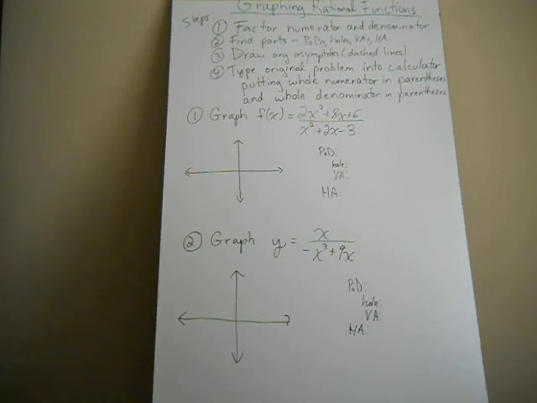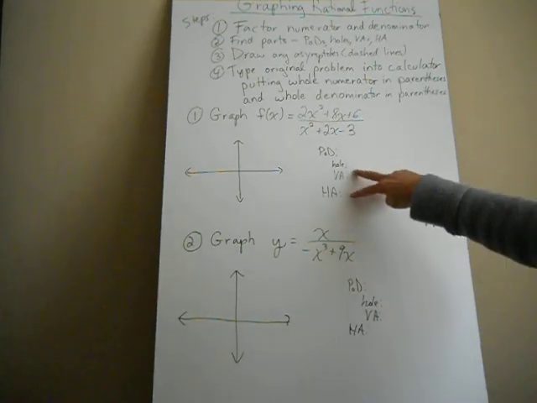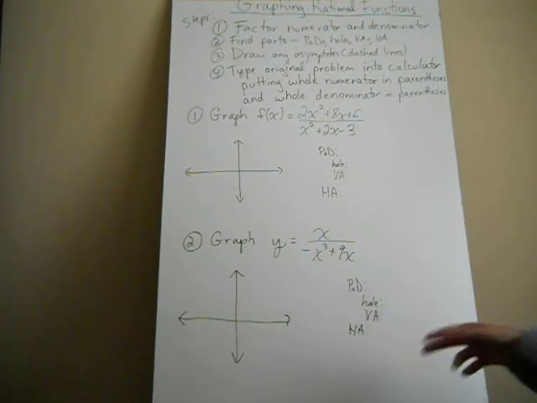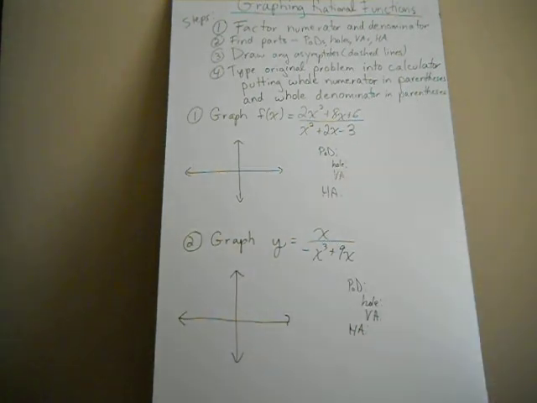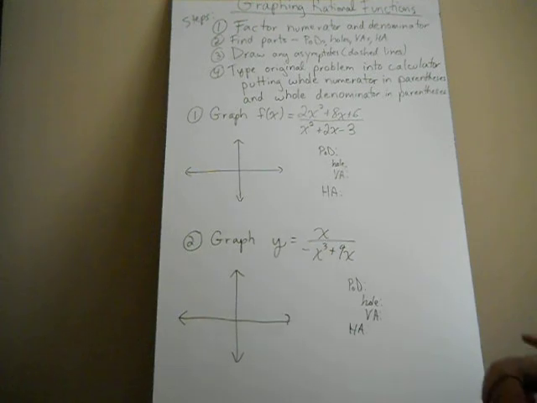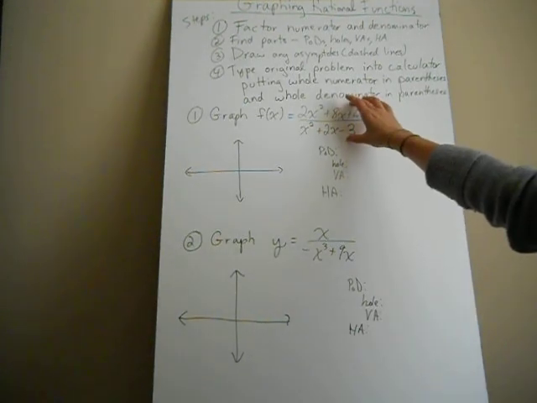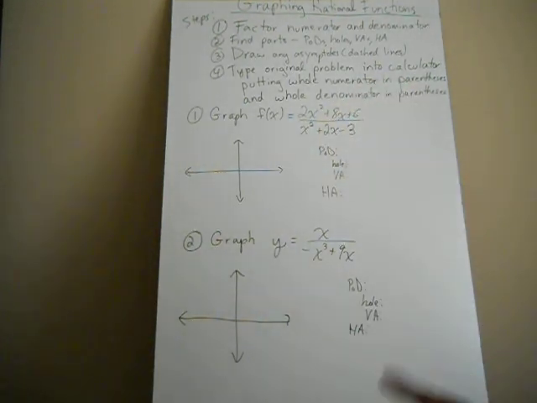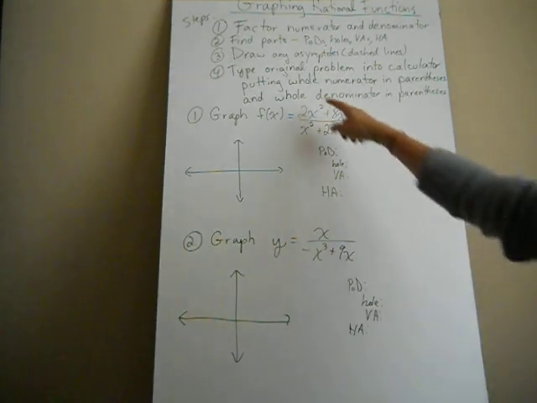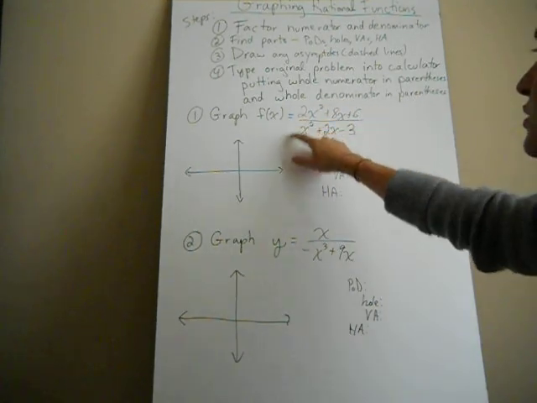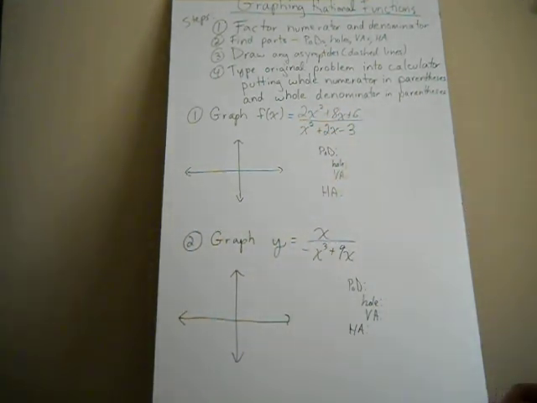Then you're going to draw any asymptotes that you found. So whatever you get for your VA and your HA, you're going to draw them on your graph as dashed lines. And then you're going to type the original problem, what you started with here, in y equals in your calculator, making sure to put your whole numerator in parentheses and your whole denominator in parentheses.